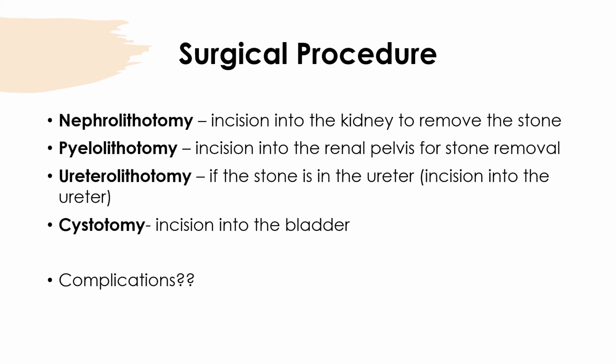So a nephrolithotomy is actually an incision right into the kidney itself to remove the stone. A pyelolithotomy is an incision into the renal pelvis for stone removal. A ureterolithotomy, incision right into the ureter for stone removal. And then a cystotomy is an incision into the bladder, okay? So think of lithotomies, otomies, incisions, removal of the stone. And the first part of the word, whether it's nephro, pyelo, uretero, cysto, is the location in the urinary tract. So again, complications with these, huge: hemorrhage could be a complication, and also infection.